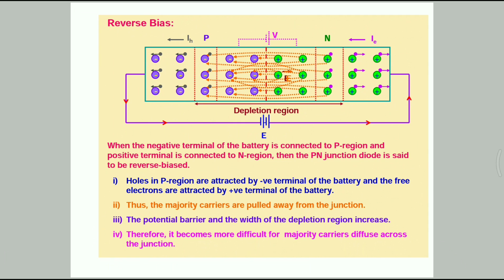Holes in the P region are attracted by the negative terminal of the battery and the free electrons are attracted by the positive terminal of the battery. Thus, the majority charge carriers are pulled away from the junction. The potential barrier and width of the depletion region increase. Therefore, it becomes more difficult for majority carriers to diffuse across the junction.